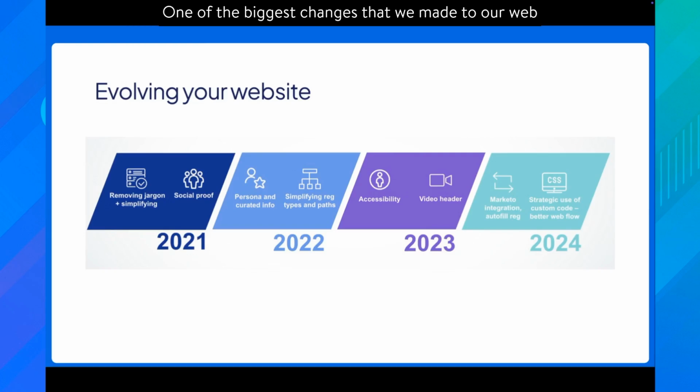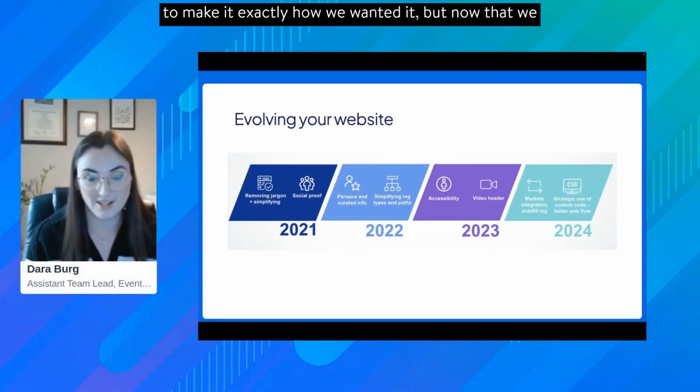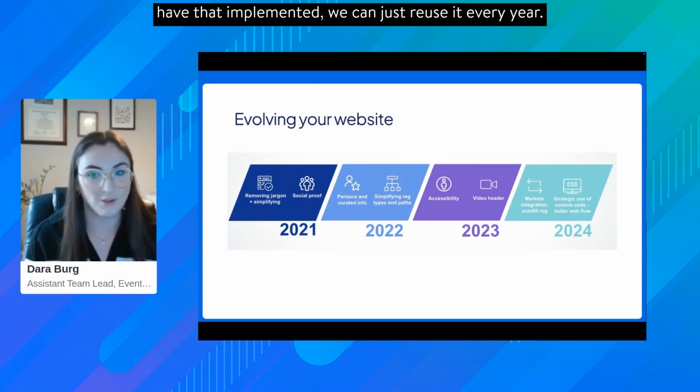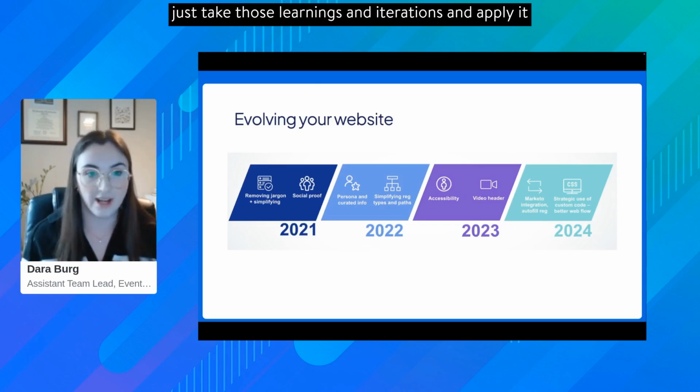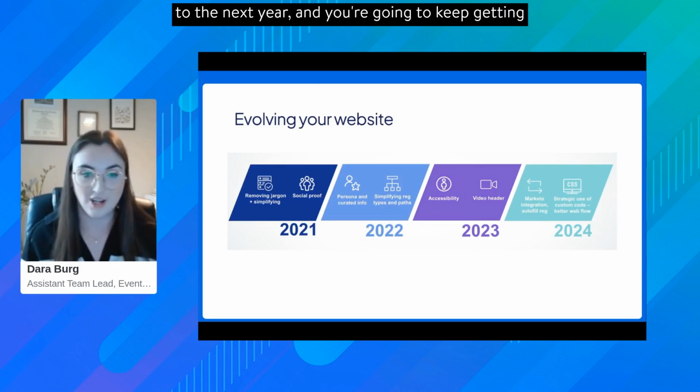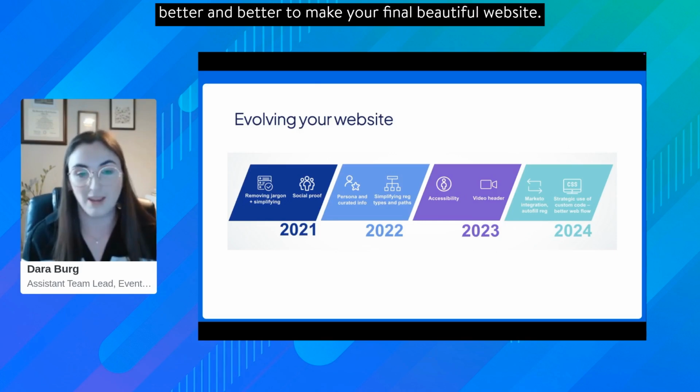One of the biggest changes that we made to our web design was our video header. And this is something that took months and months of code and iteration to make it exactly how we wanted it. But now that we have that implemented, we can just reuse it every year. So it's really great to just find one or two key priorities that you can focus on for the year. And then you can just take those learnings and iterations and apply them to the next year. And you're going to keep getting better and better to make your final beautiful website.